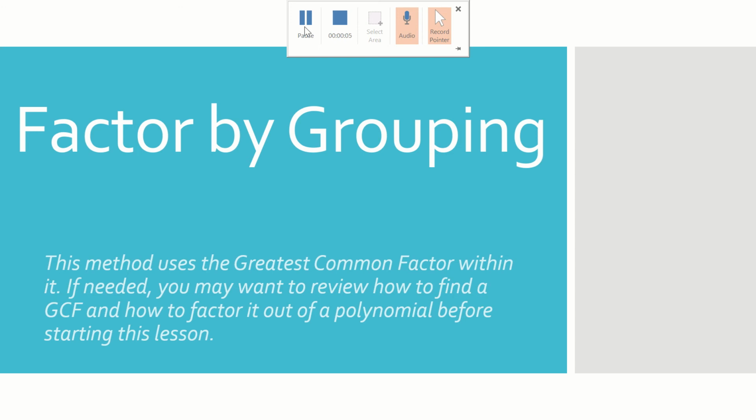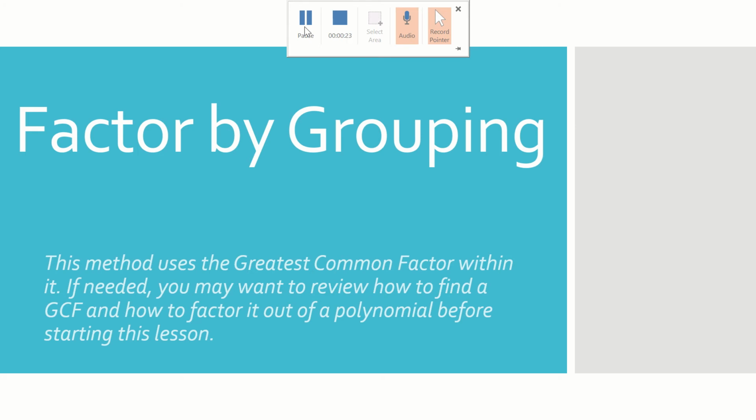Back to the next factoring method. So far we've covered factoring using a GCF, greatest common factor. Then we covered factoring trinomials where the leading coefficient was equal to 1. And today we're going to look at factoring by grouping.